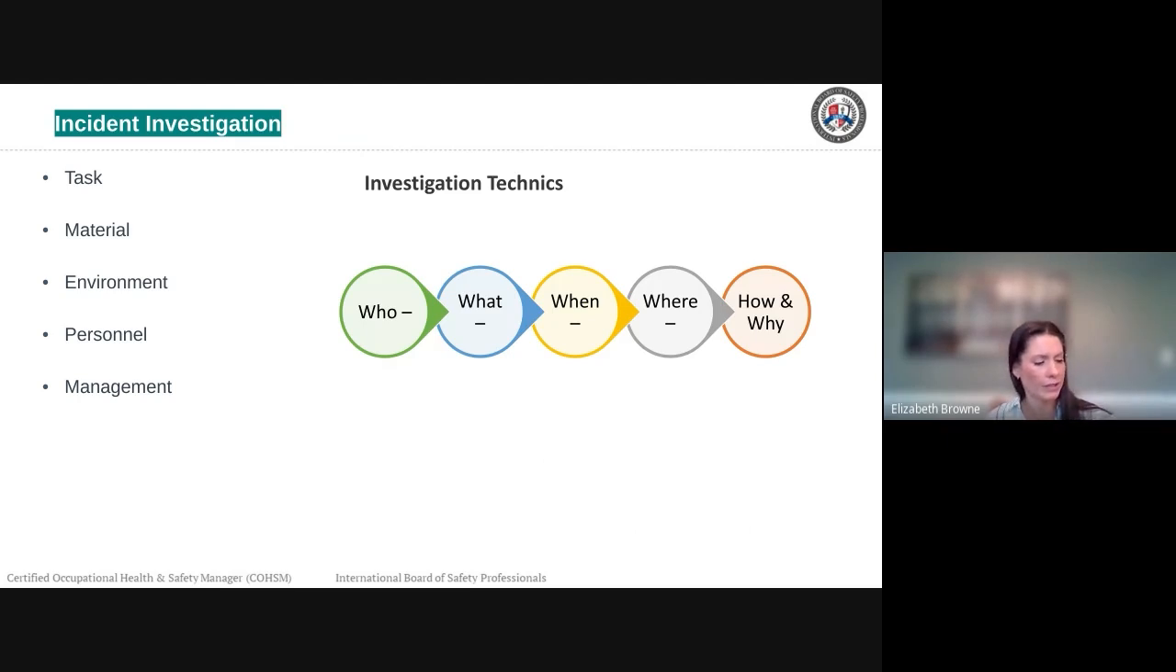All right, so now that we've looked at the importance of investigating incidents, we want to look at some ways to do so. So we have some investigation techniques, looking at the task, material, environment, personnel, and management. So looking at all elements involved, the who, what, when, where, how, and why of the incident.